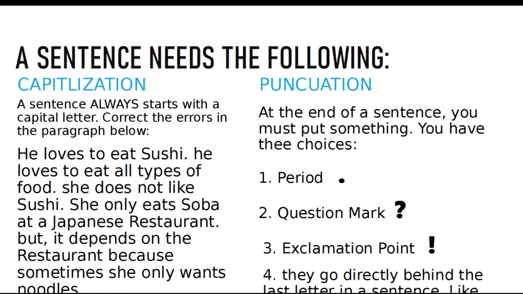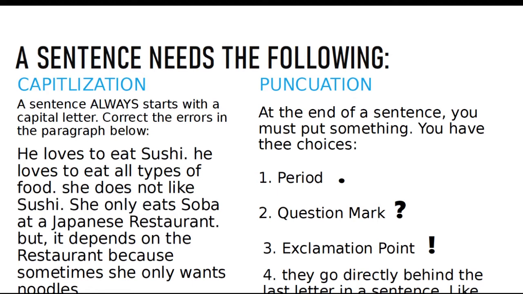Yes, sushi. Sushi is just a common noun. It's not proper. Remember, a proper noun is a specific person, place, or thing. So if you are really into sushi, then you're going to say a specific type of sushi, such as nigiri. He loves to eat nigiri. Then that would be capitalized. But sushi in itself, no, it's just a common noun, not capitalized.